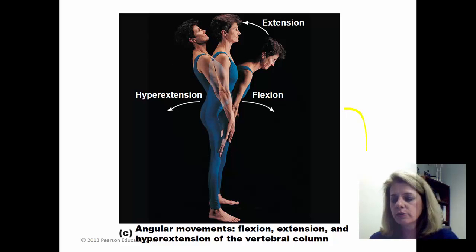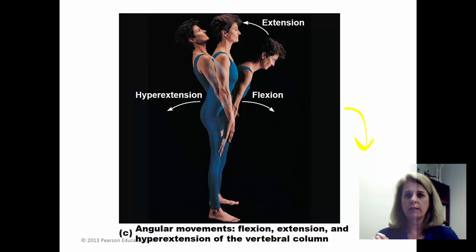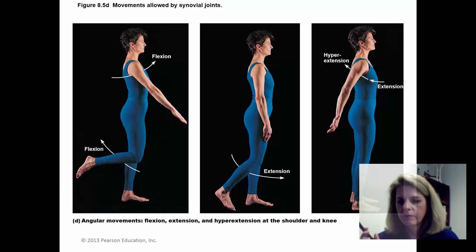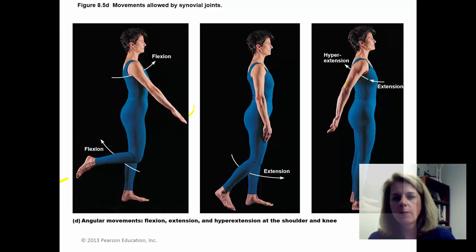If I bend my torso forward, I'm decreasing the angle of my torso, of my hips. That would be flexion. If I straighten back up, that's extension. If I go past anatomical position and I bend back, that's hyperextension. You can flex and extend the arm, the elbow, and the knee. So if you bend your knee, that's flexion. Straighten your knee is extension. If you pull your arm up like that, that's flexion. If you push your arm back to anatomical position, that's extension. If you push it further back, it's hyperextension.